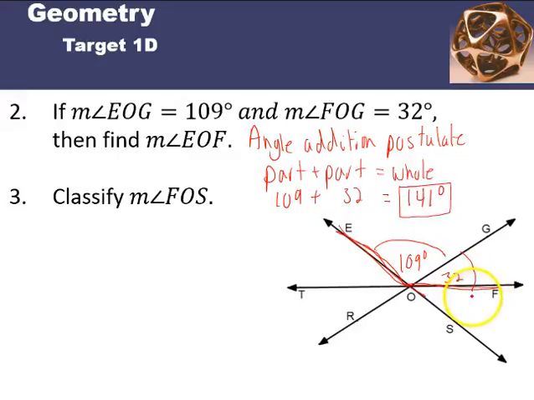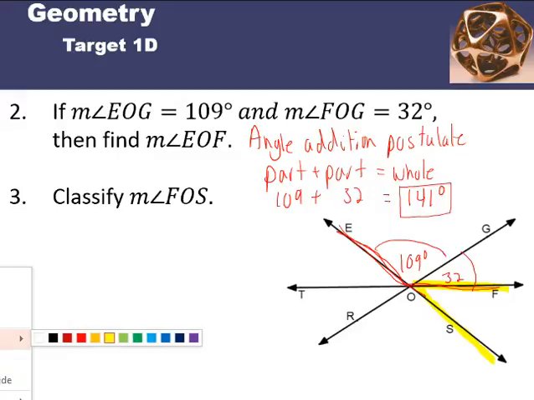Okay, and then for number 3, it says classify the measure of angle FOS. So FOS is this angle right here. And when it says classify, it means is it acute, obtuse, right, or straight. So I guess we better go over those definitions quick.